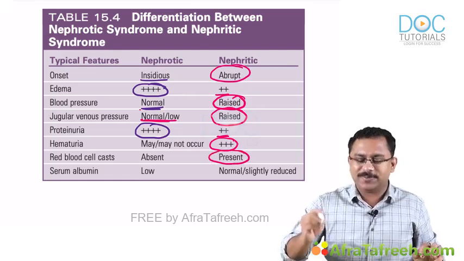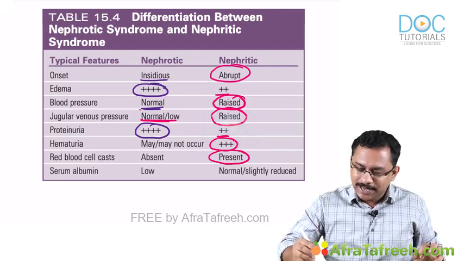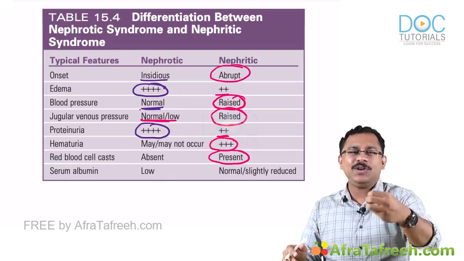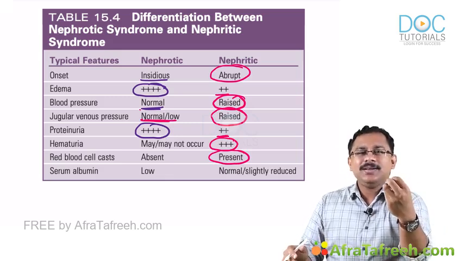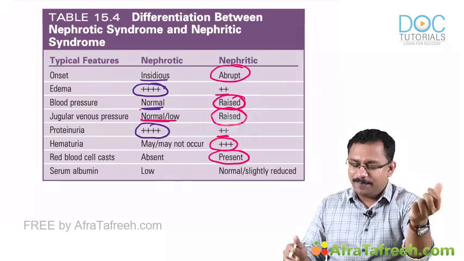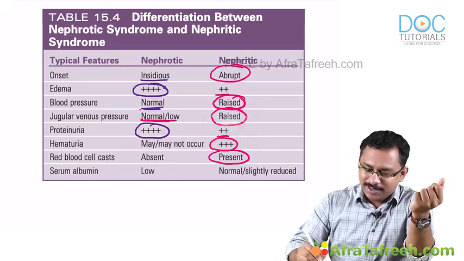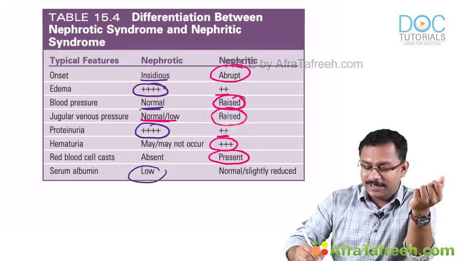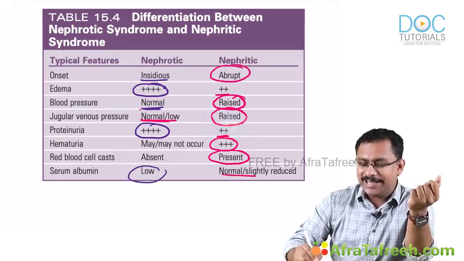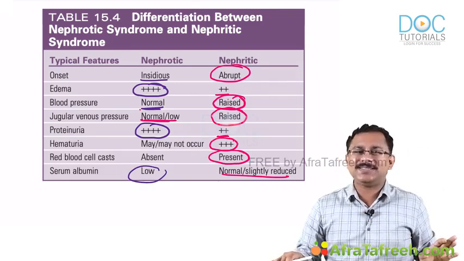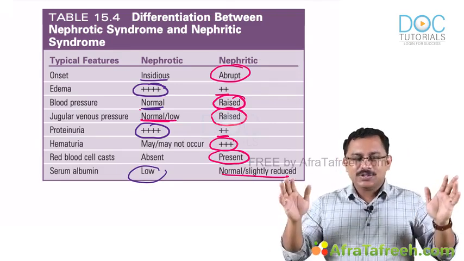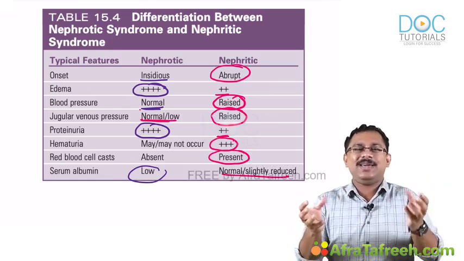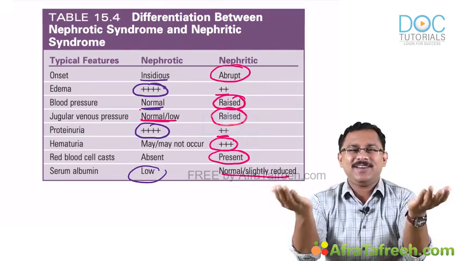RBC cast also is present in nephritic presentations. And the serum albumin, see in nephritic, the degree of albuminuria is not that great, because of which your body can compensate. So you will have low albumin in a nephrotic syndrome, whereas in case of nephritic, you will have it normal or slightly reduced because of the body's compensatory mechanisms. Okay. So I hope you are now able to understand the differences between a nephrotic and a nephritic presentation.